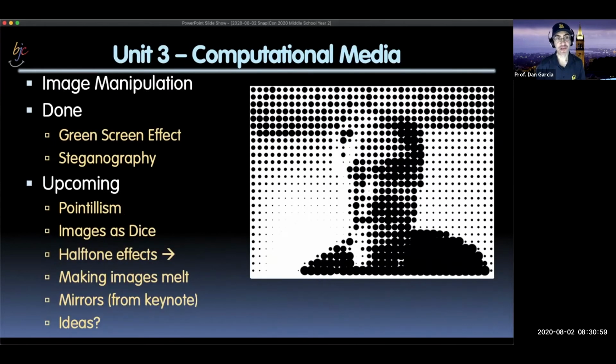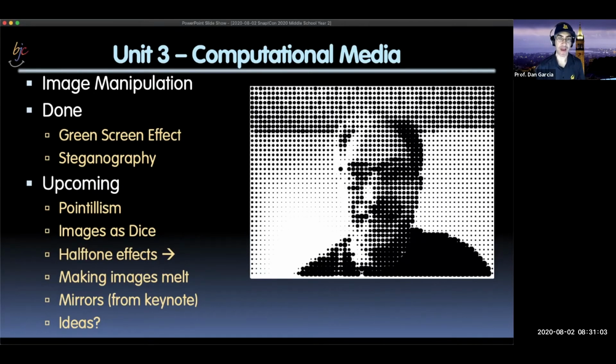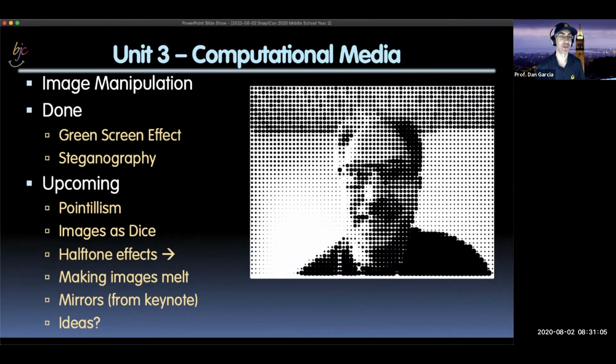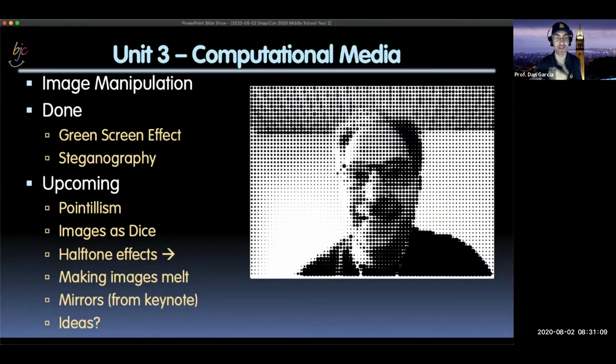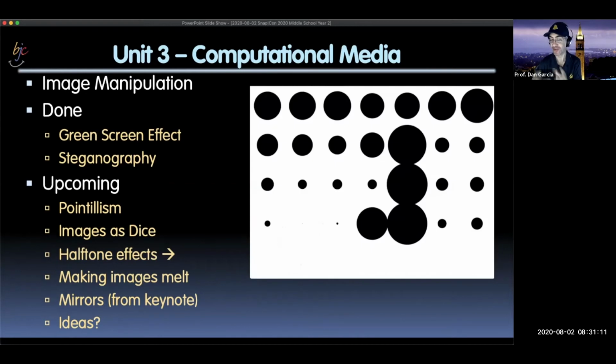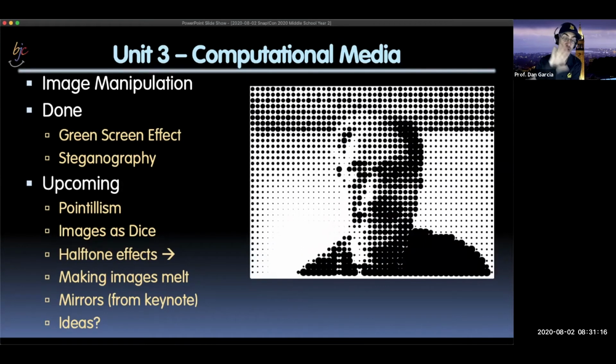As we looked at computational media, that was about image manipulation. What we did is we made a green screen effect, and we had steganography, where you can hide a message in the lower order bits. So you write a message in black and white, which is really fun. Then you save that, and then you can encode it in a random picture.